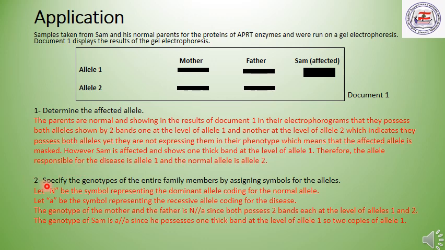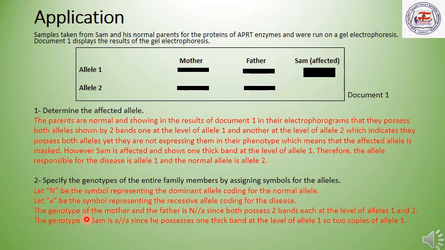Second question. Specify the genotypes of the entire family members by assigning symbols for the alleles. Since we already identified which one is the normal allele and which one is the recessive, abnormal allele, now we can assign the symbols for them. Let capital A be the symbol representing the dominant allele coding for the normal phenotype. Let small a be the symbol representing the recessive allele coding for the disease.